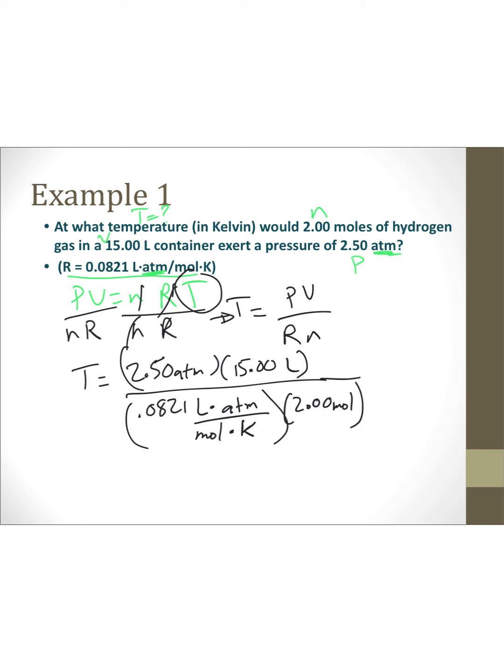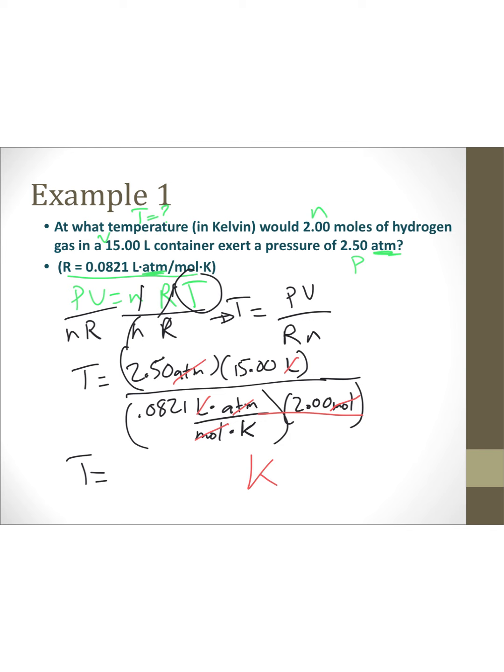So before you punch anything in, cancel units to see if what you're looking for makes sense. If we're looking for temperature, it should be Kelvin or Celsius. So atm cancels out. Liter on top cancels out with liter on the bottom. And here, if I extend this line, this mole is on top of that line and this mole is in the bottom, and that cancels out. So the only thing I have left is a division of a division, which is Kelvin, and therefore that flips it to the top. So now I just grab my calculator and punch it in.